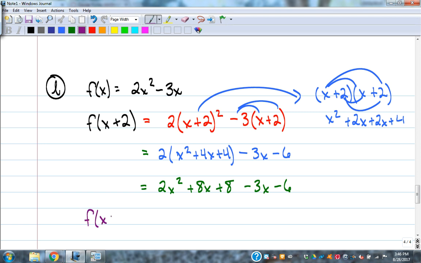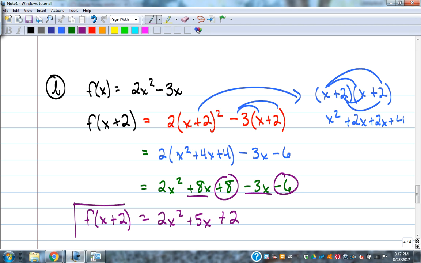Last step is just combining the like terms, which is very easy. 2x squared. Then you got 8x and negative 3x is 5x. 8 and negative 6 is 2. And there is your f of x plus 2. Finding that function. Definitely easier when they just give us a number to plug in. That's always much easier to do than the algebra part, but still something we need to practice.